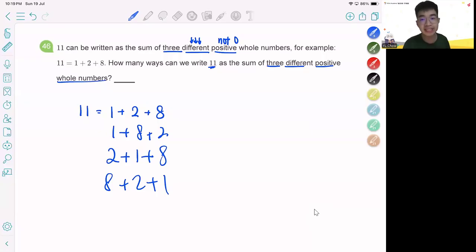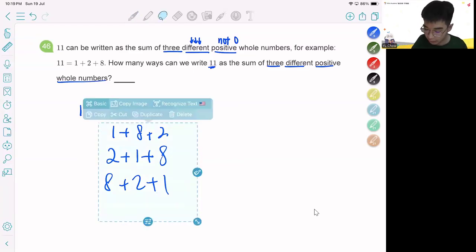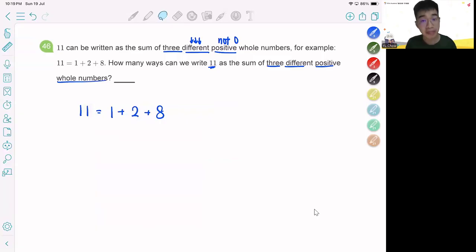But if I'm simply saying I'm writing it as 3 different positive whole numbers, sum, the combination, meaning the numbers that I choose matter, but the order that I arrange them do not matter. So I'm finding how many ways can I split 11 differently into 3 different positive whole numbers? Different order counts as one same way. So I cannot repeat these. I can only keep 1 plus 2 plus 8.